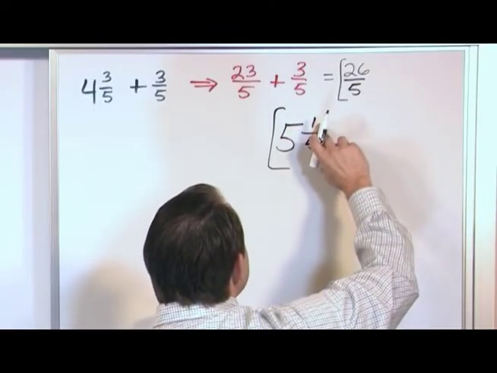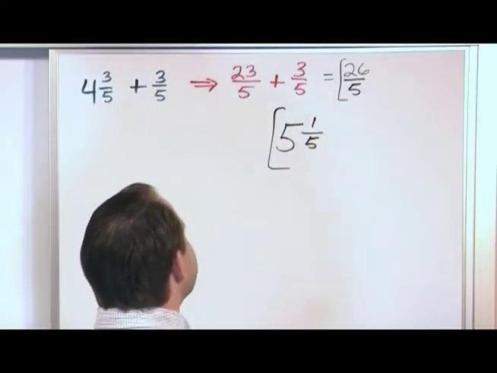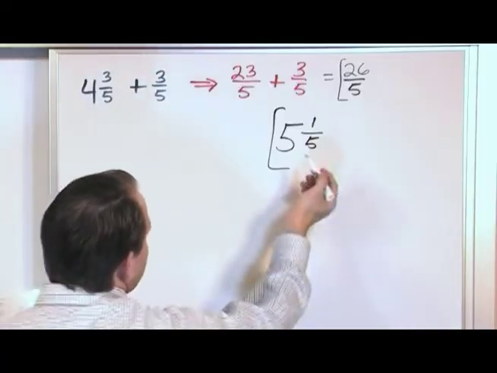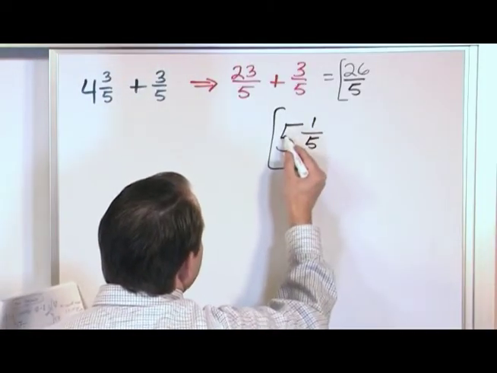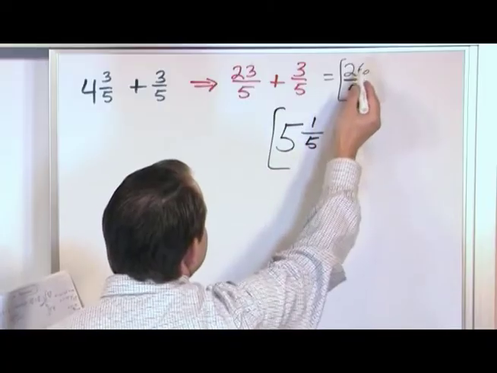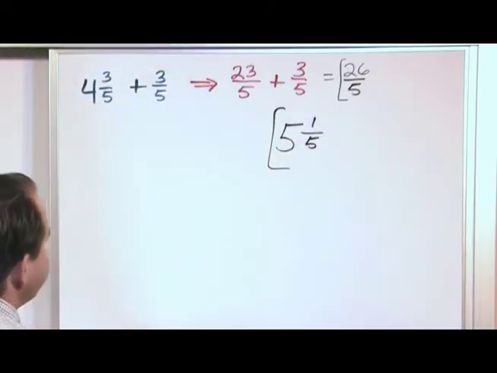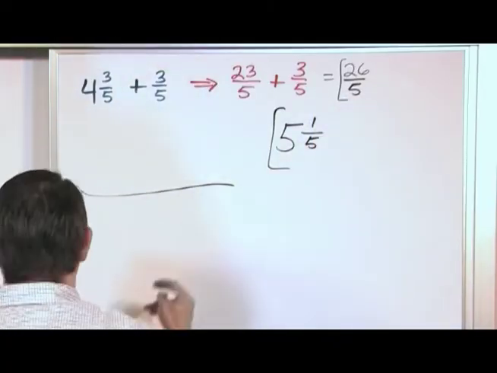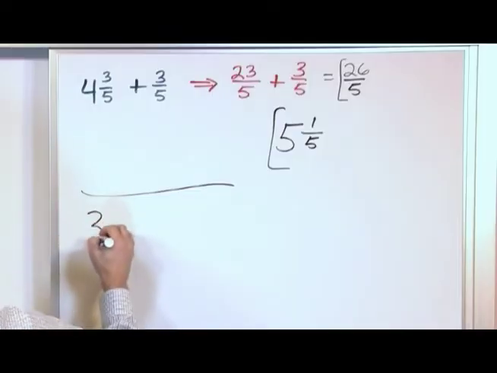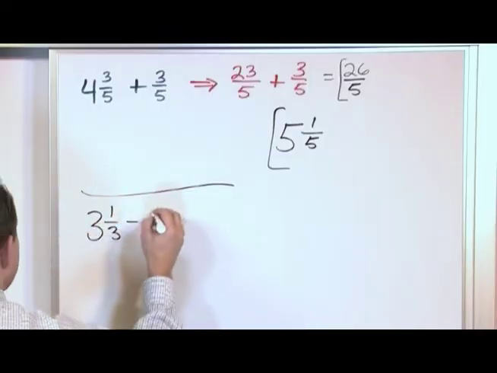We take that 1 that was left over, we write it over 5. And if you want to check your work, you can always go backwards. 5 times 5 is 25, plus 1 is 26, over 5. So it checks. Okay, you can always go backwards and check in algebra, almost always. What if you had 3 1/3 minus 1 2/3?